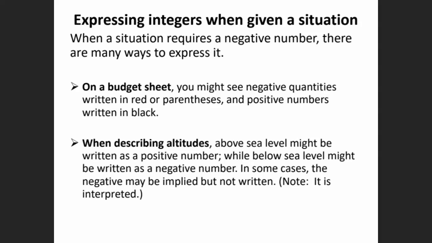Now, on a budget sheet, which we will be seeing for the future, you will see negative quantities in red or in parentheses. If you use Excel or Google Sheets, you're going to find that negative numbers are in red or they are in parentheses. Positive numbers are written in black.